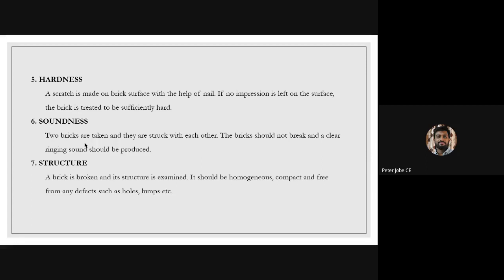It should be homogeneous. That means the texture should be the same, the color should be the same, and it should not have cavities inside. No lumps or holes should be present. No large stones or small pieces of stone should be inside that brick. So all these things will be checked while we break a brick into two pieces, and the internal structure will be analyzed by our naked eye. So this is the test to assess the structure of the brick.